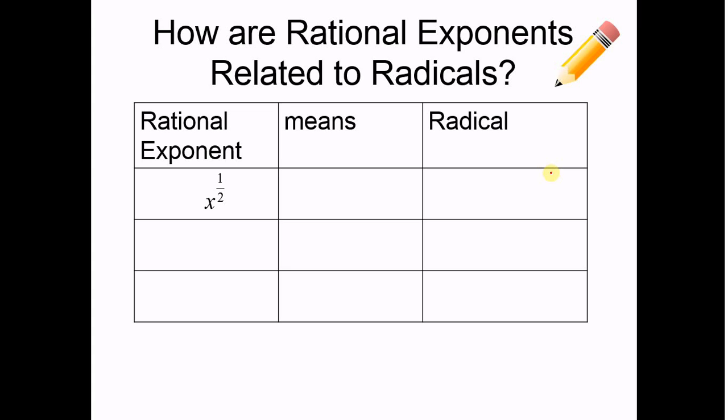If you have x to the 1/2, actually what you're doing is you're taking the square root of something. So the radical is going to look something like this: the square root of x with a little index of 2 on the outside. We just never really put that index of 2 there. It's accepted that it's there if it's not there. So that would be the square root of x.